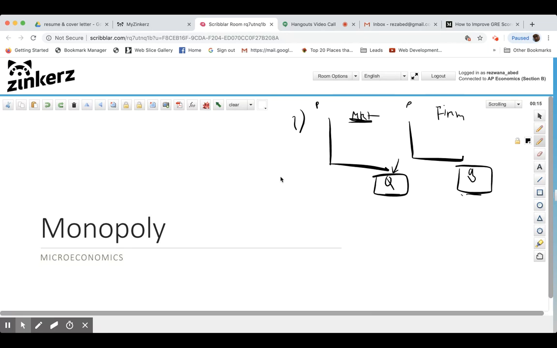But in monopoly, if there is only one producer, right, only one farm in the entire market, this Q and this Q, right, there is no difference between them, right? Because whatever this one farm is selling, right, they're servicing the demand that exists for this product in the entire market. So the farm is also the market, right?